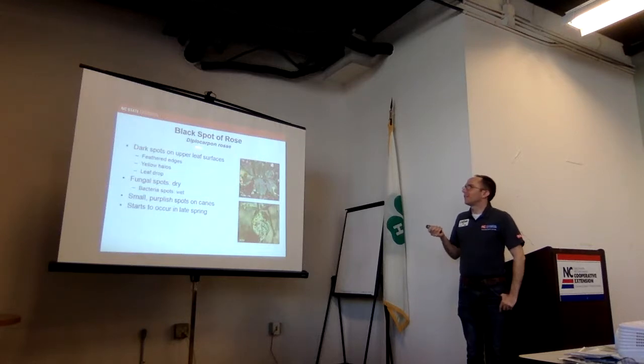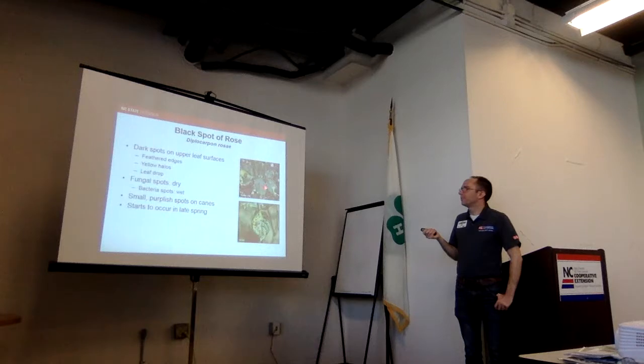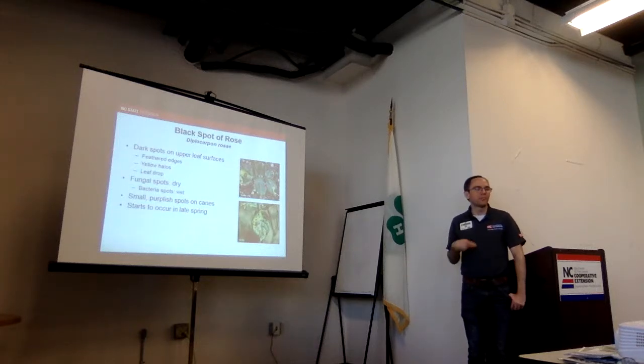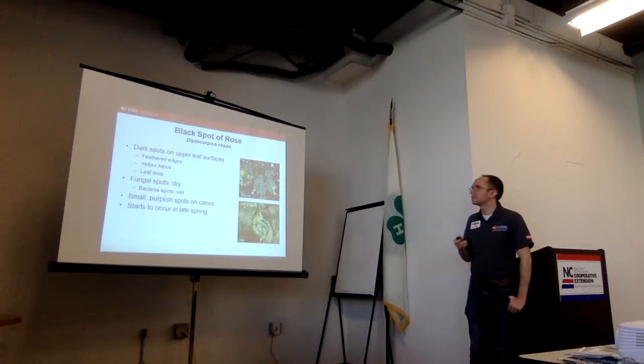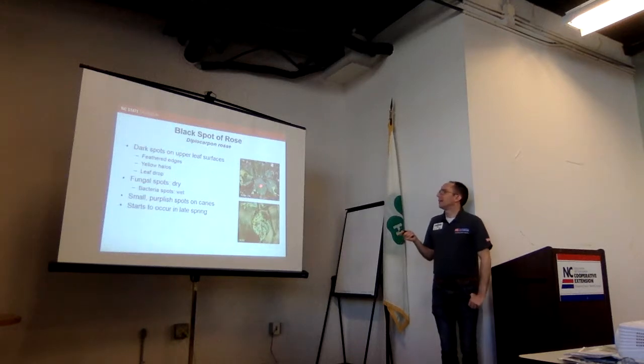The symptoms: this is caused by a fungal pathogen, and the spots tend to appear relatively dry. Some infections, particularly bacterial infections, can be wet in appearance. But you'll find that there's a central black spot, or a circular black spot that sometimes has a yellow fringe that then proceeds into chlorosis of the entire leaf.